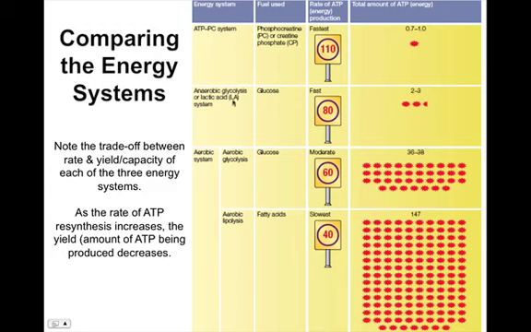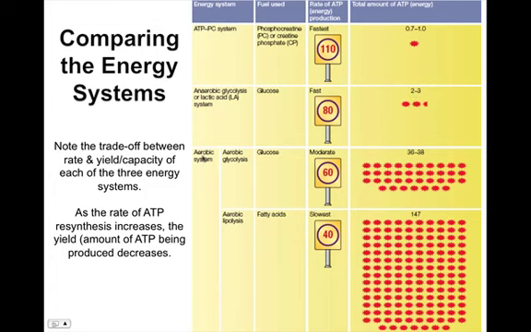When we compare it with anaerobic glycolysis, the fuel used is glucose. It is fast at resynthesizing ATP, but you can see it's not quite as fast as the ATP-PC system. It, however, has a greater capacity than the ATP-PC system, producing a little bit more ATP.